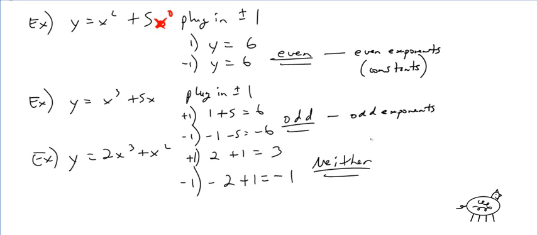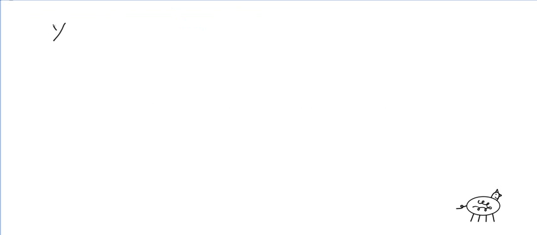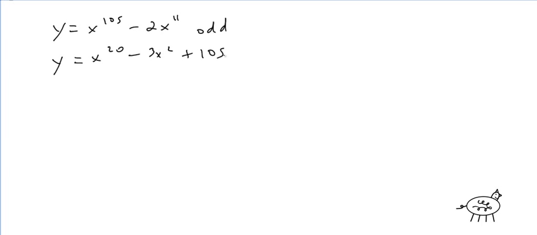All right. So what about a couple of them here? What about y equals x to the 105 minus 2x to the 11th? Well, of course, it's an odd function. Okay. What about y equals x to the 20th minus 3x squared plus 105? Ooh, very scary. Okay, remember, that is like saying 105x to the 0. So that's an even function.